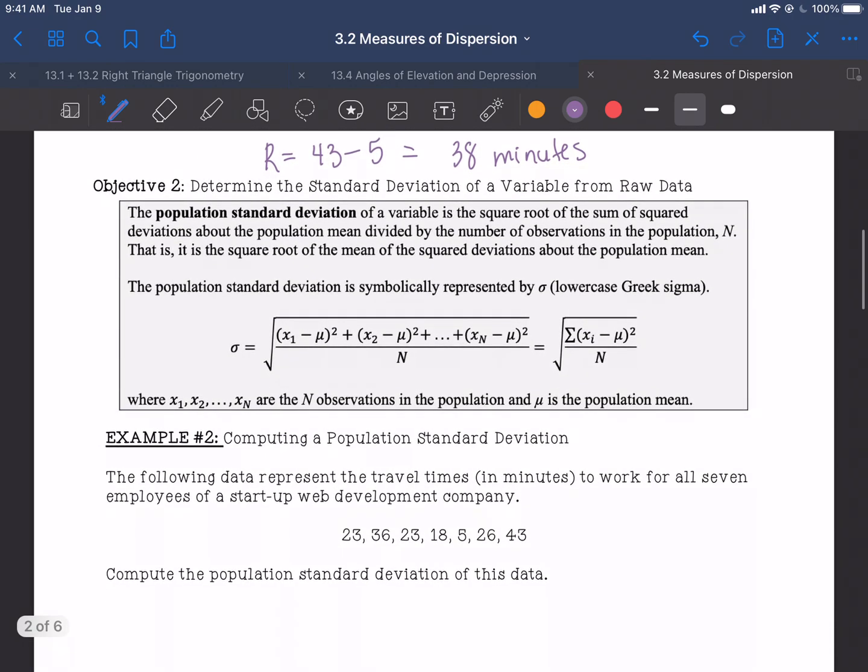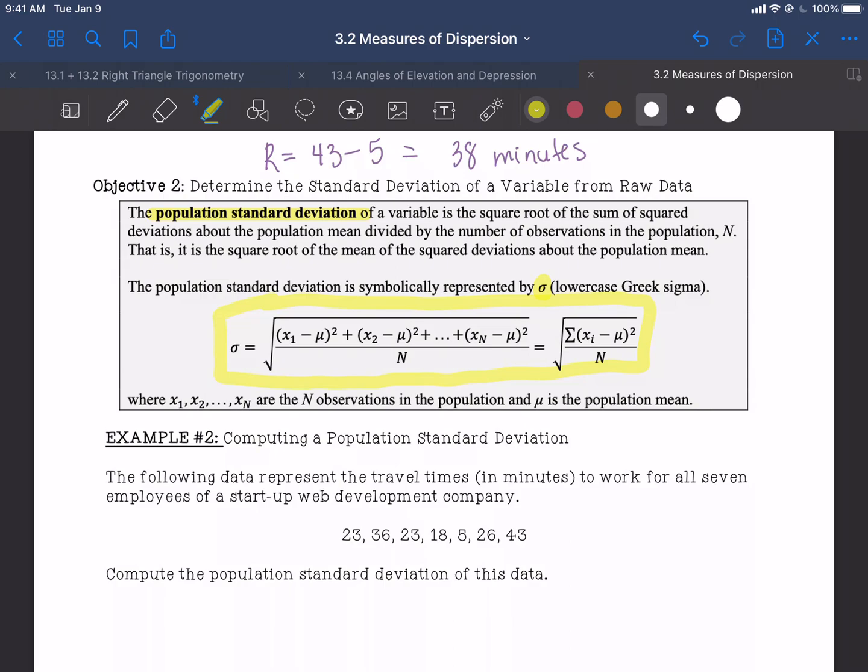All right, so second objective here is standard deviation. We have population standard deviation and we also have sample standard deviation. Population standard deviation is this formula here. We're going to talk about what all that means. It's represented by this Greek letter sigma. I kind of draw an O with a tail on the right-hand side of it.